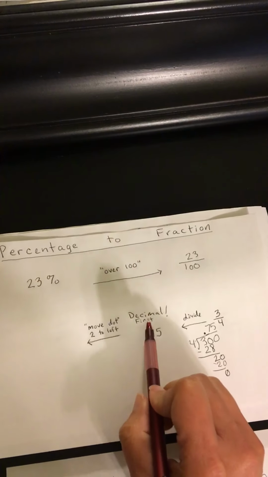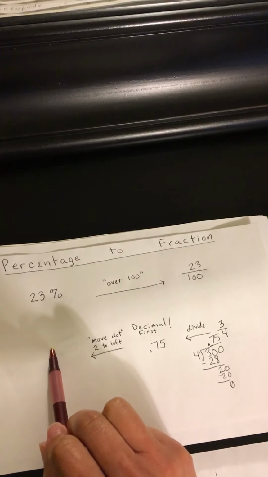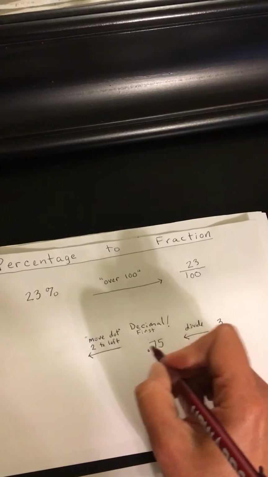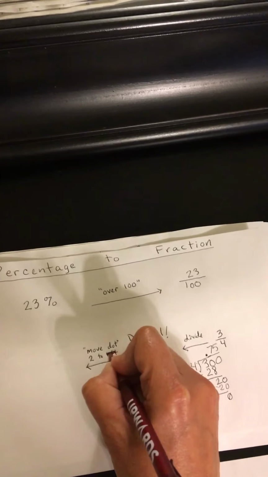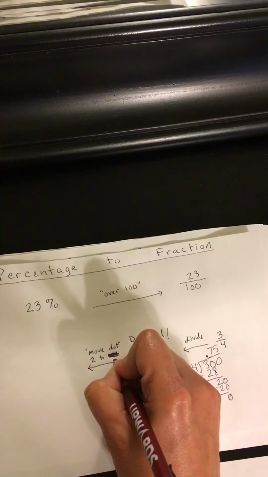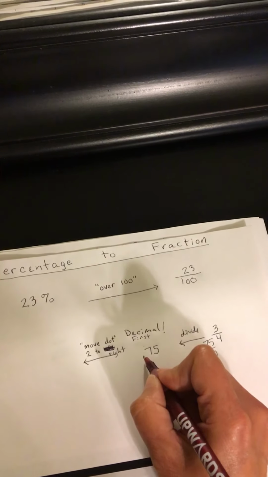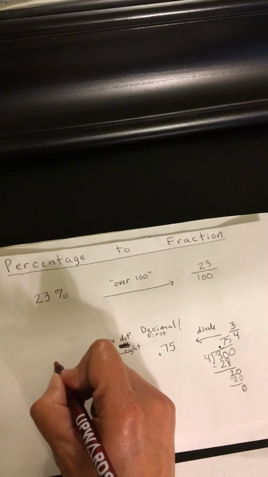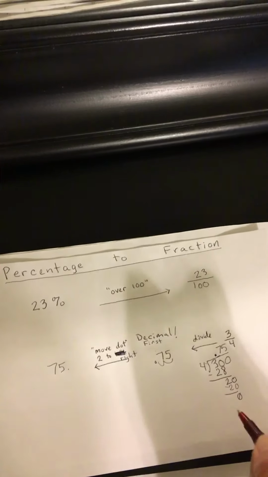And then using our decimal to percentage trick, moving the dot, we're simply going to, and actually I wrote this wrong. We're simply going to move this dot 2 spaces to the right. So 2 spaces, 1, 2, will give us 75, and then add that percentage symbol to the end.